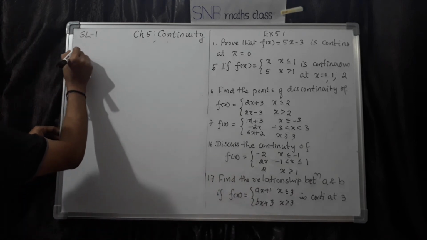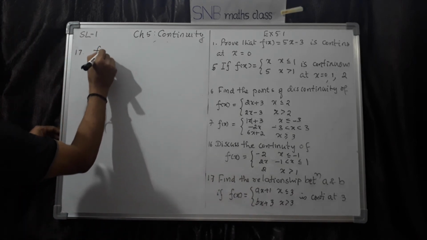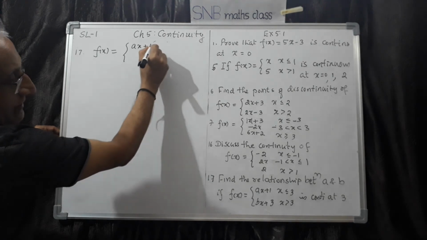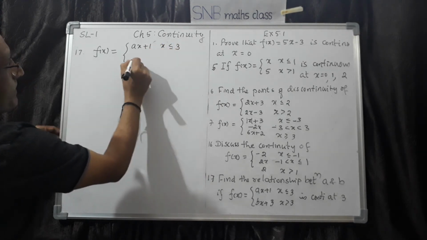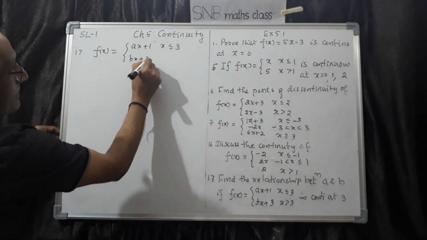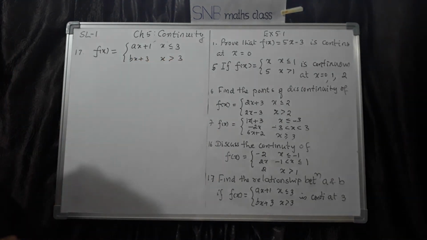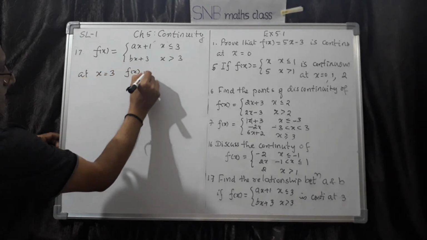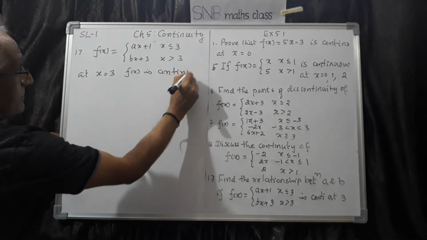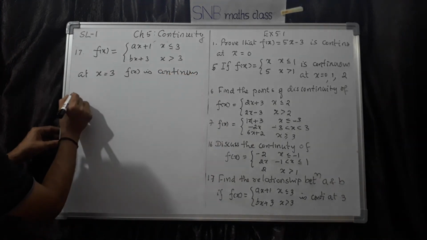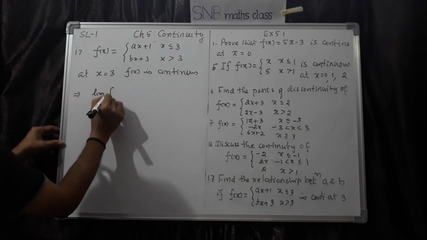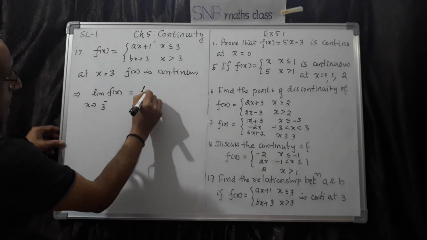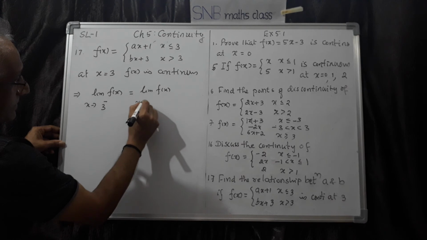Therefore, what I have to do for the last question is, f of x equal to, see, the given function is ax plus 1 whenever x is less than or equal to 3, and it is bx plus 3 whenever x is more than 3. Now at x equal to 3, f of x is continuous. This is given. So this implies what? Limit of f of x as x tends to 3 minus should be equal to limit of f of x as x tends to 3 plus.